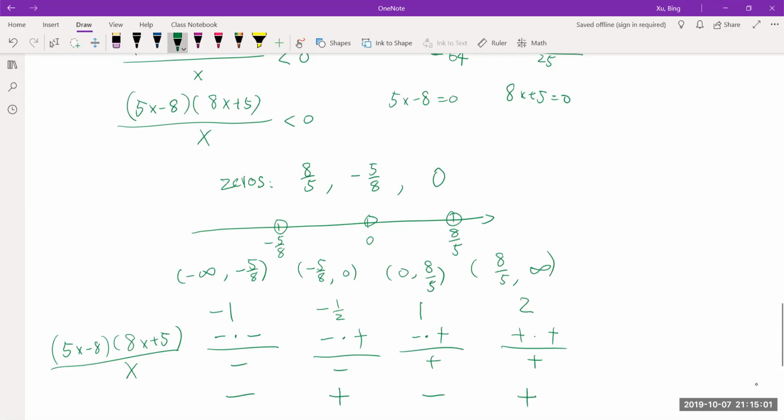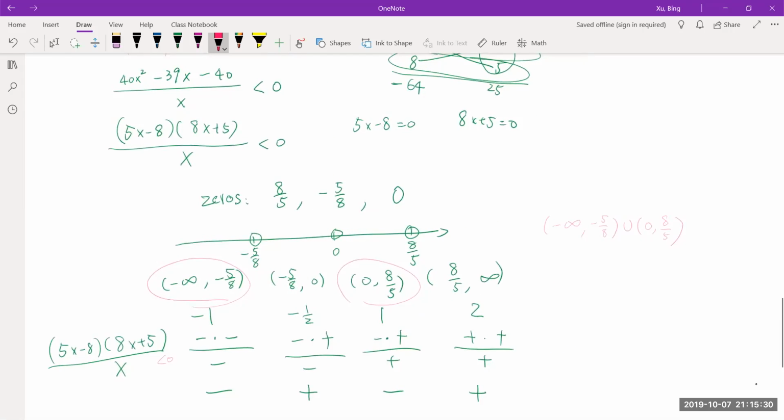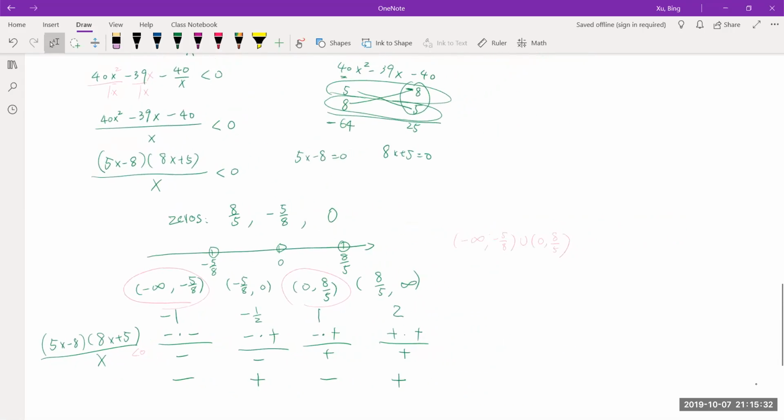Now, which intervals are the ones we want? We want the whole expression to be less than 0. Right? So this interval and that interval. So that's your solution: negative infinity to negative 5 over 8, union 0 to 8 over 5. That's the solution. Any questions on this problem?